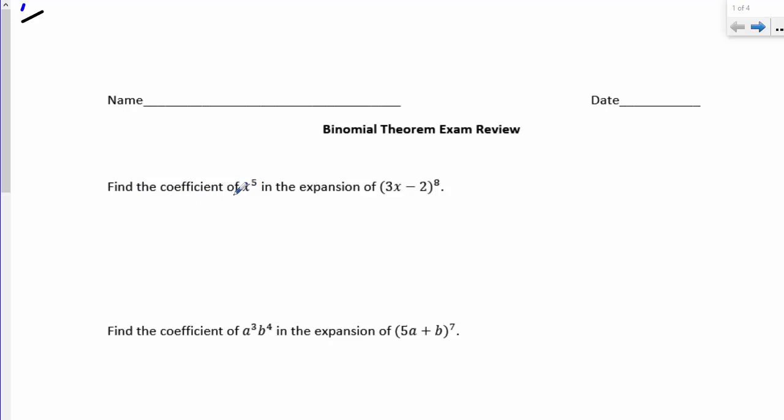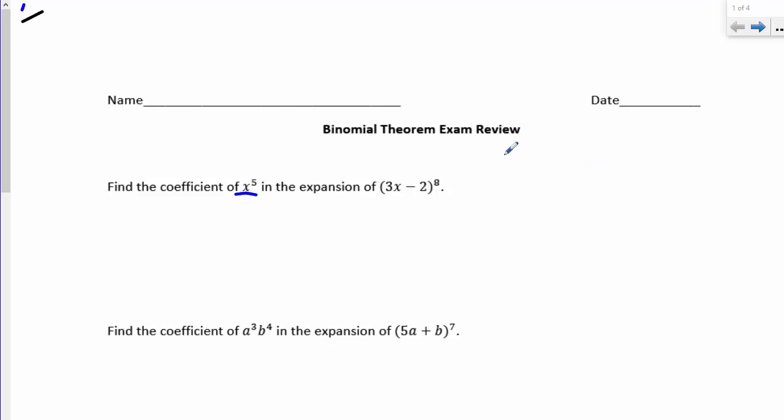Find the coefficient of x to the power of 5 of the expansion (3x minus 2) to the power of 8. So basically I'm going to take this binomial and multiply it by itself 8 times. That doesn't sound like fun. I'm not going to do that. What I'm actually going to do is use the binomial theorem.